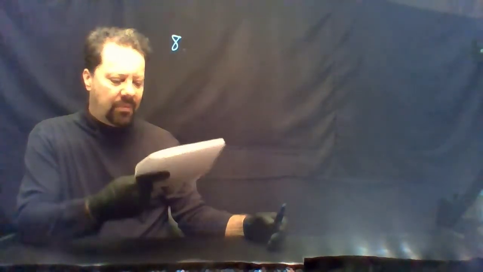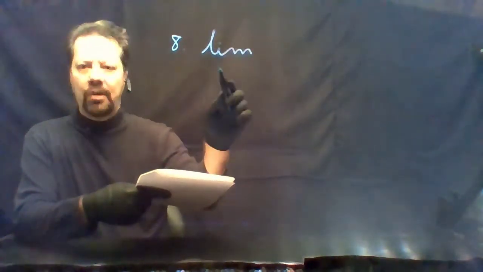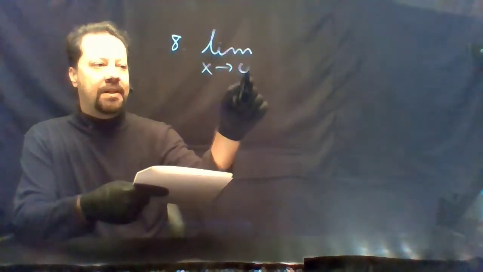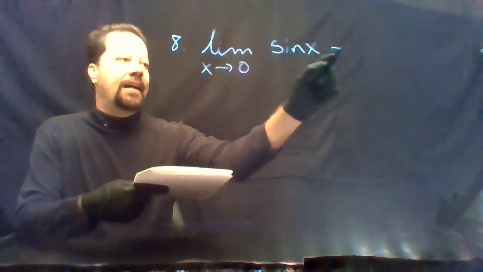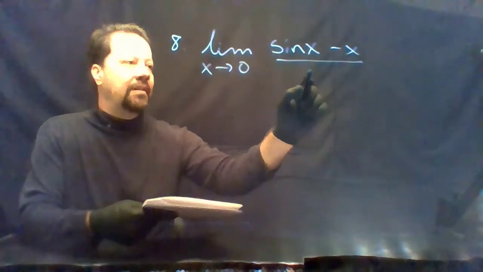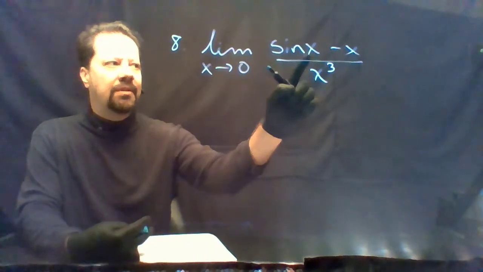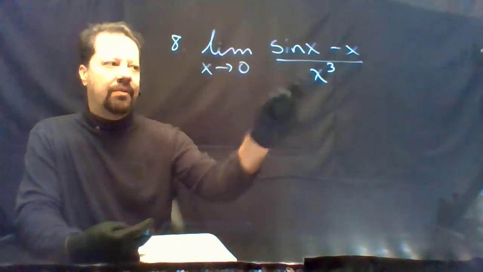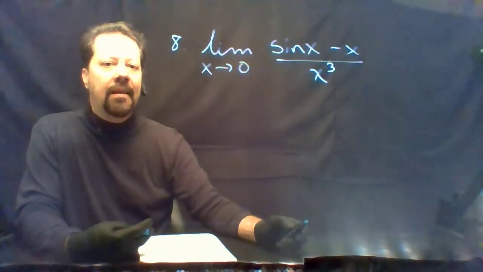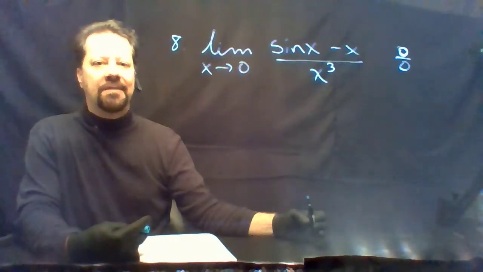Problem 8 has multiple parts. In this problem, we're asking you to calculate limits. And in particular, we're going to be using L'Hopital's rule at many junctures. On the first problem, we're taking the limit as x goes to 0 of sine x minus x divided by x cubed. If you just evaluated x equals 0, sine of 0 is 0, minus 0, the numerator is 0, the denominator is also 0. This is a 0 over 0 case, and that is a L'Hopital's rule case.